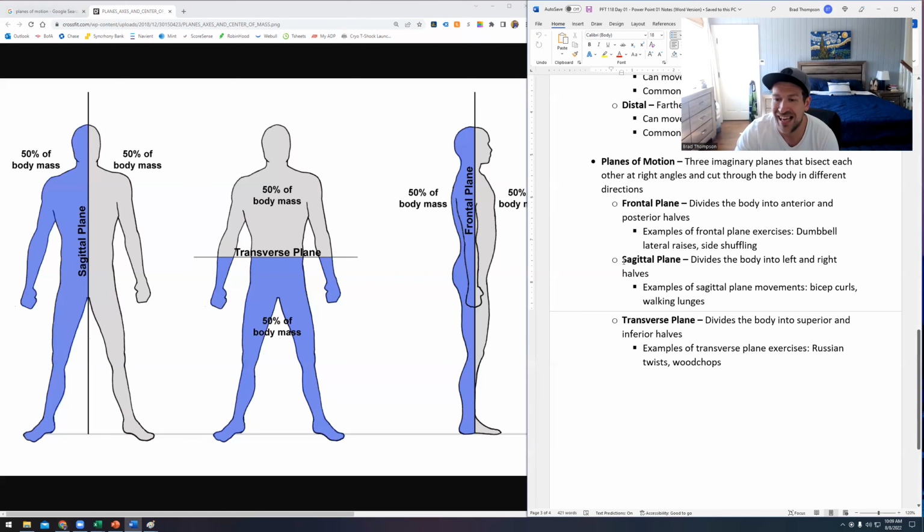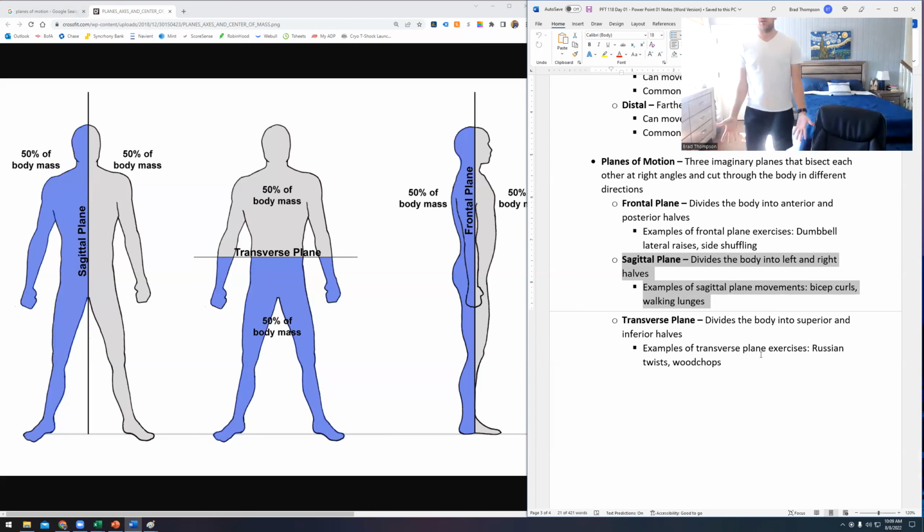Then we've got the sagittal plane. The sagittal plane divides me into a left side and a right side. It's like cutting me this way, like a sheet of glass going through my body. If I move along it like this, keeping that connected, that's the sagittal plane. For instance, bicep curls are a sagittal plane movement. Squats are a sagittal plane movement. Lunges are a sagittal plane movement.